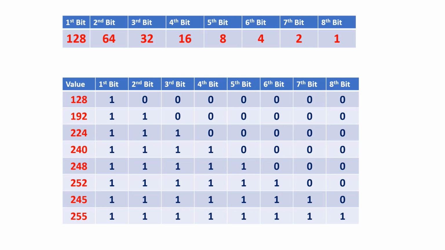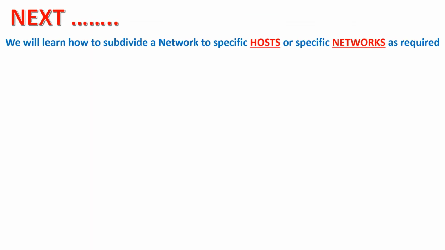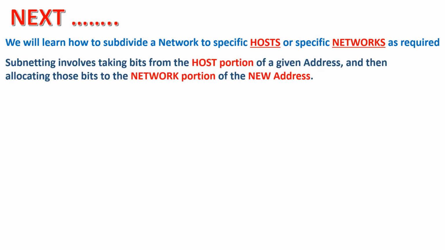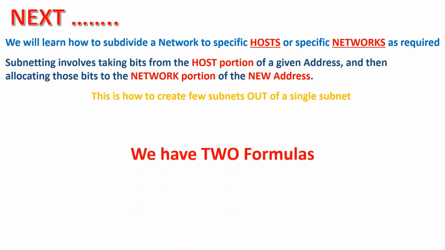Now we will learn how to subdivide a network to specific hosts or specific networks as required. Subnetting involves taking bits from the host portion of a given address and then allocating those bits to the network portion of the new address. This is how to create a few subnets out of a single subnet.